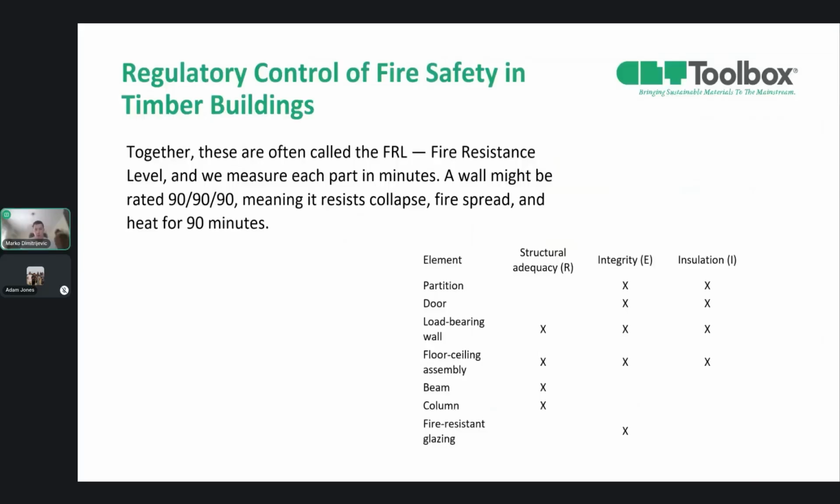So a structural wall may be rated 90-90-90, meaning it resists collapse, fire spread, and heat for 90 minutes. A column obviously doesn't need to maintain a barrier against the passage of fire because it's a one-dimensional element. But on the other hand, a structural wall needs to achieve all three. So a column would have a different requirement compared to the structural wall.